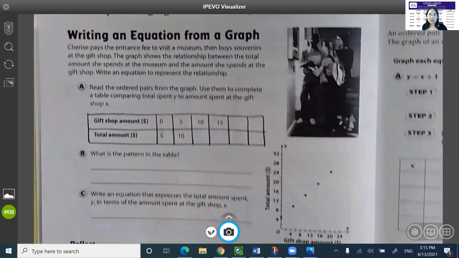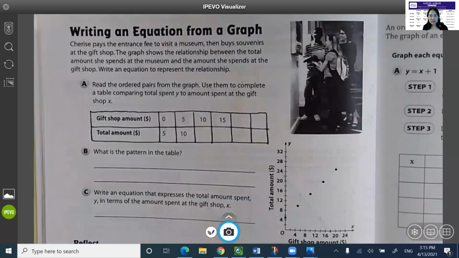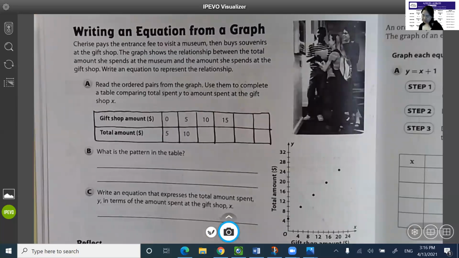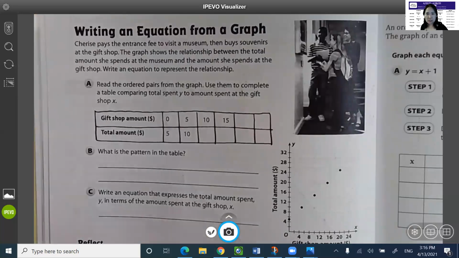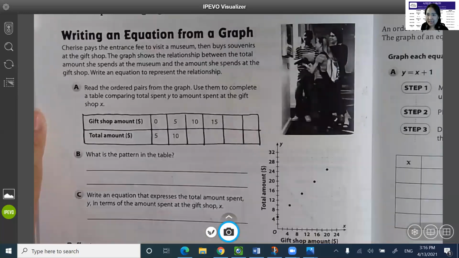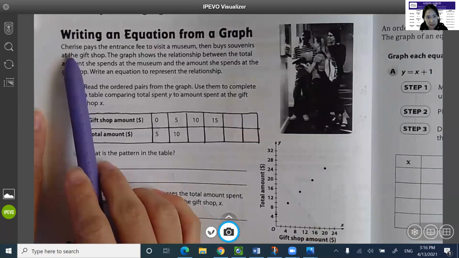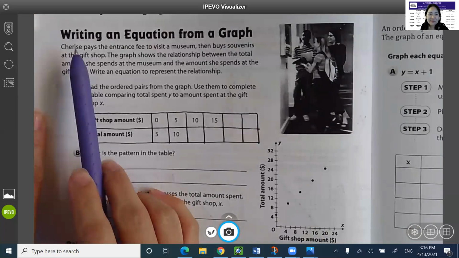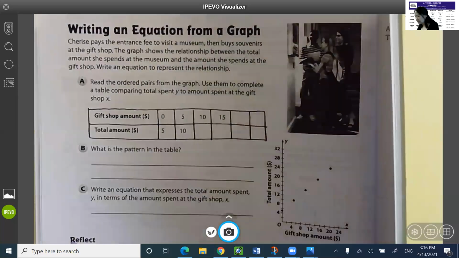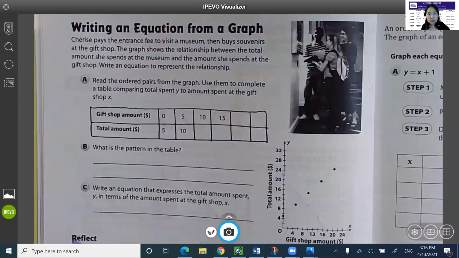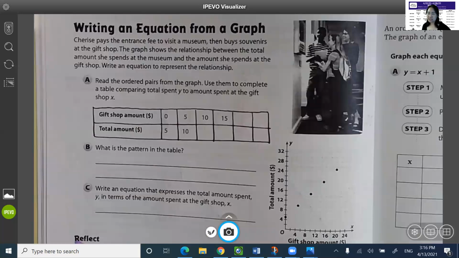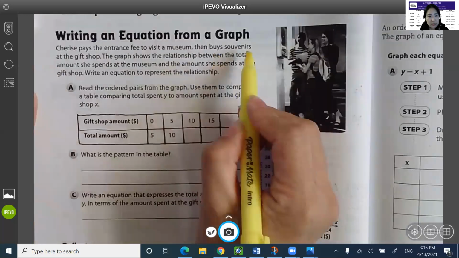All right, so let's go ahead and read this problem, and then we will go over A, B, and C, okay? And we're gonna talk about how this page is a little bit different. The equation is different from the other page, the one that we just did, okay? Charis, okay, hopefully that was the right name, pays the entrance fee to visit a museum. So she pays an entrance fee. Maybe it's $10 to visit. Maybe it's $20 to visit. We'll see. Then buys souvenirs at the gift shop.